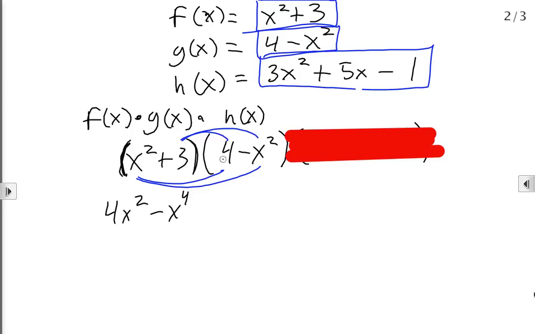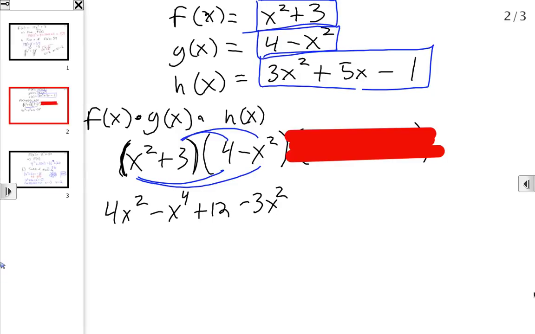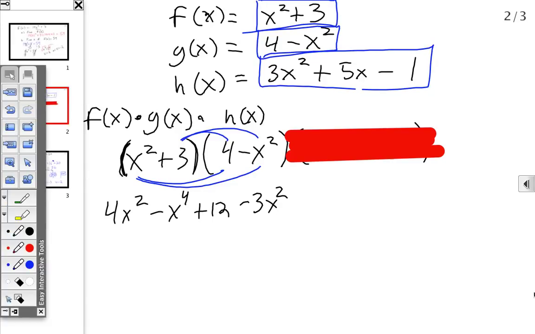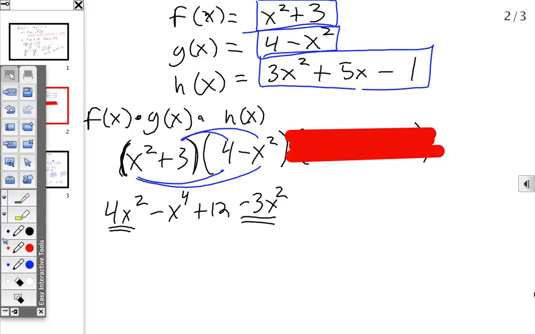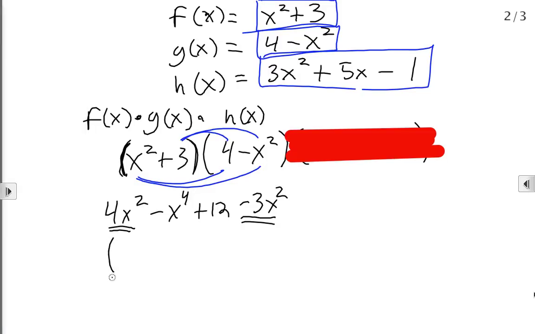We need to distribute the 3, so we have 3 times 4 is 12. And 3 times negative 3x squared is negative 9x squared. All right. We have a few terms we can combine. We can combine 4x squared and negative 3x squared. And I think that's it. So our final result here is x squared minus x to the 4th plus 12.